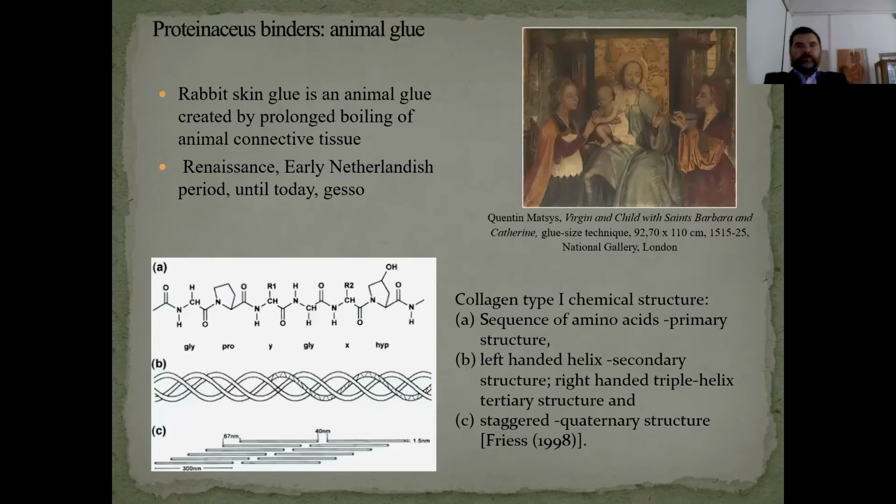The third protein binder that was investigated is animal glue, rabbit skin glue. That is animal glue created by prolonged boiling of animal connective tissue. The main proteins in animal glues are collagen type proteins.